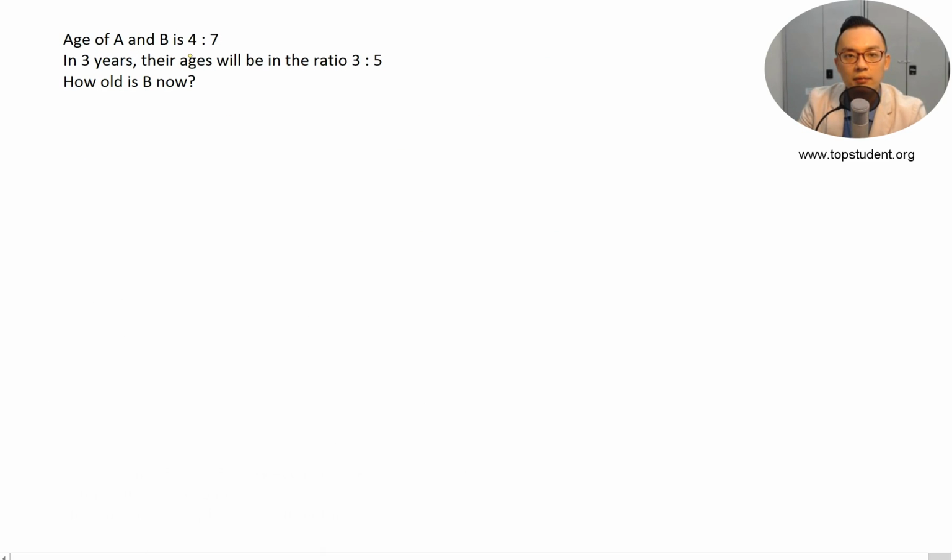The ratio of the ages of A and B is 4:7. In 3 years, their ages will be in the ratio 3:5. So I have A and B. I call this my mathematical structure, where you have the people involved in this row together with the total and the difference, and you have the changes in this column.